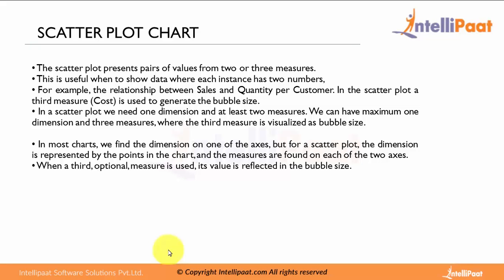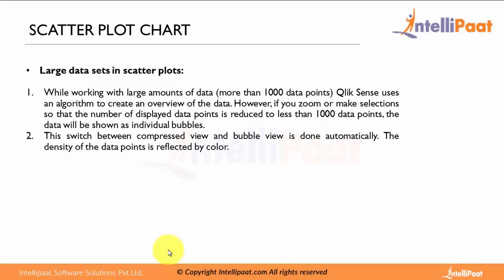In the scatter plot, a third measure is used to generate the bubble size. In the scatter plot, we need one dimension and at least two measures. We can have a maximum of one dimension and three measures, where the third measure is visualized as the bubble size. In most charts, we find the dimension on one of the axes, but for a scatter plot chart, the dimension is represented by the points in the chart and the measures are found on each of the axes. So the two measures, or the third measure if you are using it, will occupy your axes. When a third measure is used, its value is reflected in the bubble size.